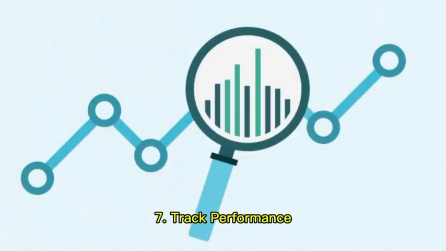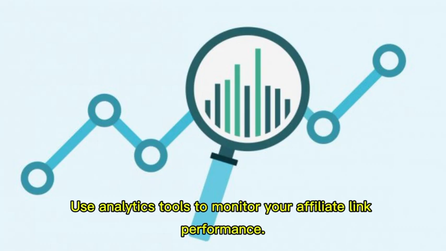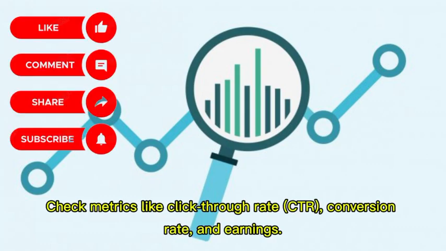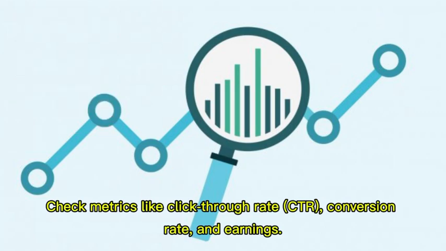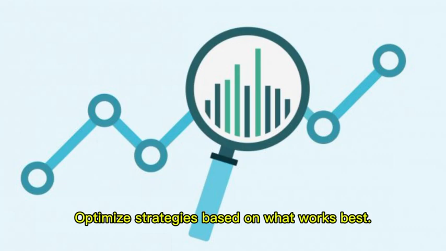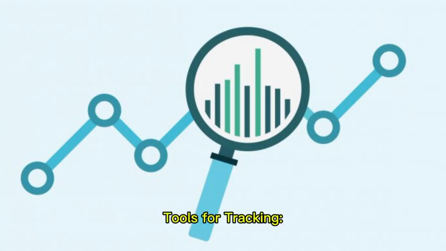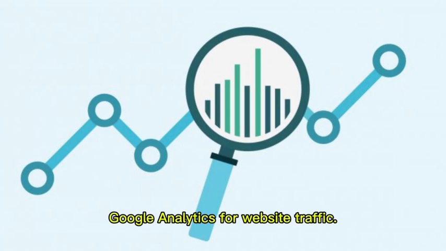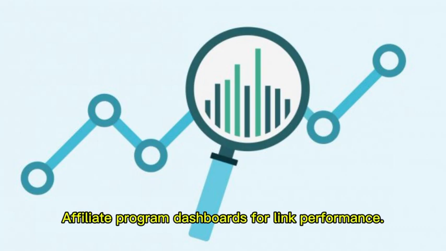7. Track performance. Use analytics tools to monitor your affiliate link performance. Check metrics like click-through rate (CTR), conversion rate, and earnings. Optimize strategies based on what works best. Tools for tracking: Google Analytics for website traffic, affiliate program dashboards for link performance.